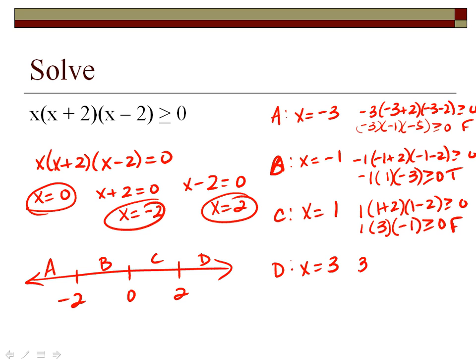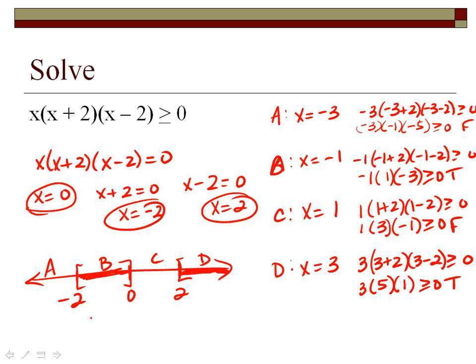If we plug in 3, so we'd have 3 times 3 plus 2 times 3 minus 2. Is that greater than or equal to 0? Well, this is 3 times 5 is 15, times 1 is still 15, so that is greater than or equal to 0. So the intervals that contain solutions were region B and region D. Now what happens on my endpoints? Since I'm allowed to equal 0, I can include those endpoints. So my interval is from negative 2 to 0, union 2 to infinity.